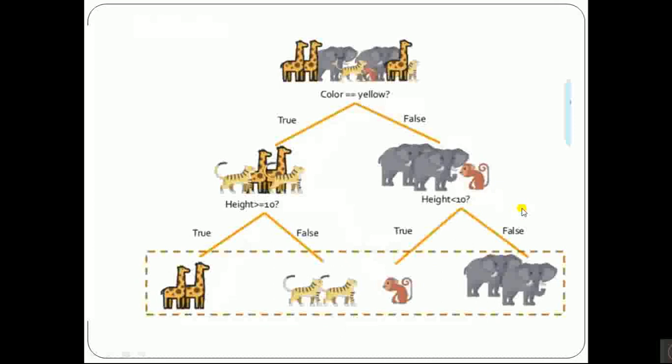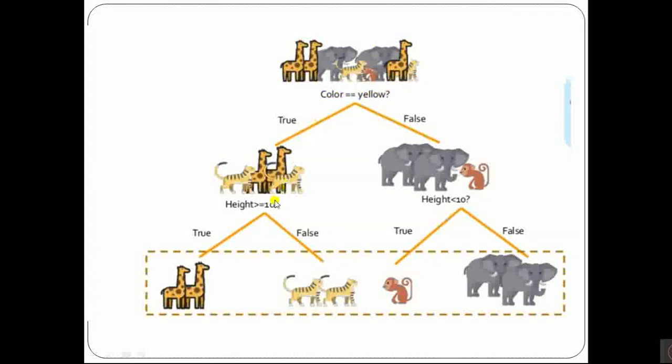Next example, if I classify a group of animals, we can take any attribute. For example, if I take color, if color is yellow, if yellow is true, further I can ask the question whether height is equal to or greater than 10. If it is true, I can say this classification is giraffe. If height is less than 10, I can classify this as tiger.